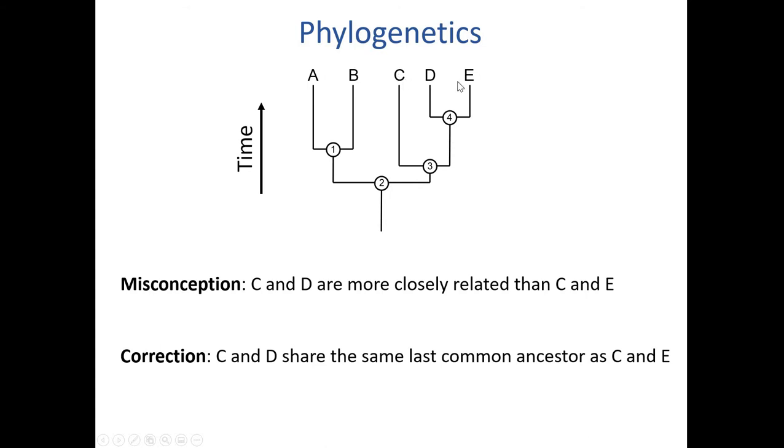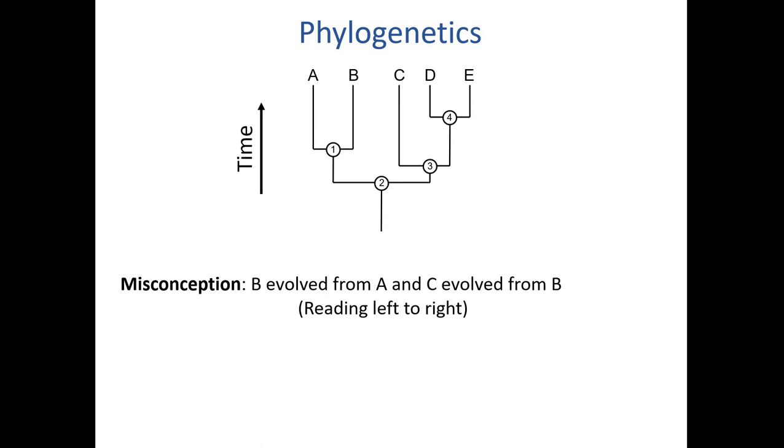So while D and E share a more recent last common ancestor than C and D, the truth is that the relationship between C and D and C and E is basically the same. That's all you can interpret from the data presented here, that they share the same last common ancestor.